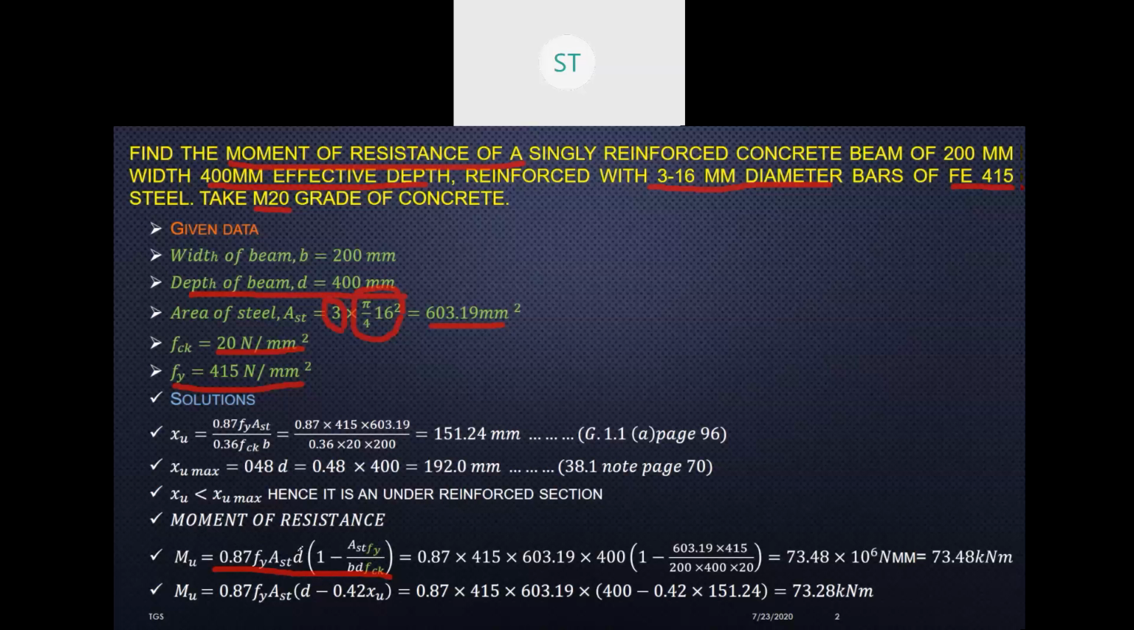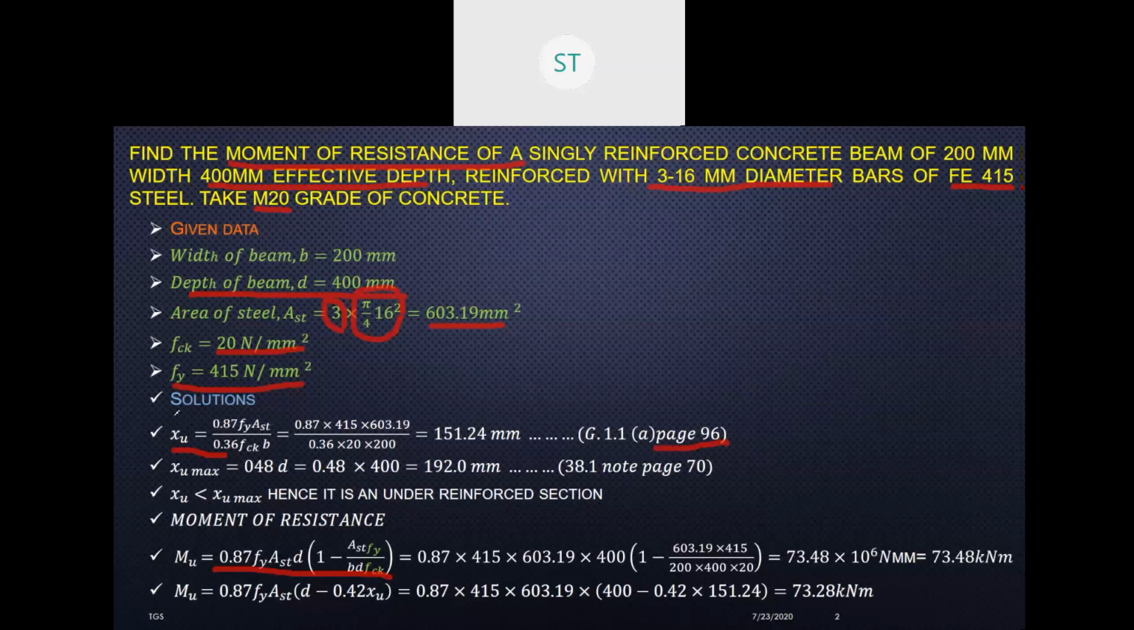All the data are given, but we have to first find out the xu max and xu and compare, to see whether the section is a balanced section, under-reinforced or over-reinforced. First we have to identify the section of the beam. So for that, we start with xu. xu is given in page 96, Annex G-1.1(a). xu is equal to 0.87 fy Ast by 0.36 fck b.